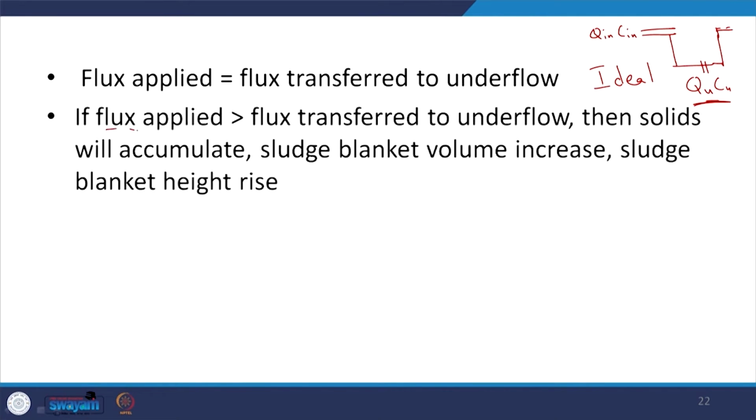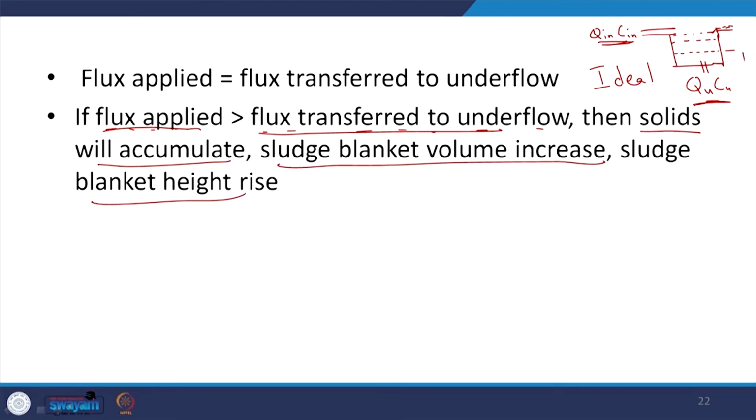But if the flux applied is greater than the flux transferred to the underflow, if the underflow flux is lesser than the flux that is coming into the tank, then what is going to happen? Obviously, solids will accumulate in the system. Earlier if my zone interface was somewhere here, now, depending upon how much more I am putting in, the interface will be here, and if I keep adding much more, it is going to go somewhere out here, and then you can have overflow. The sludge blanket volume will increase, and the sludge blanket height will also rise.